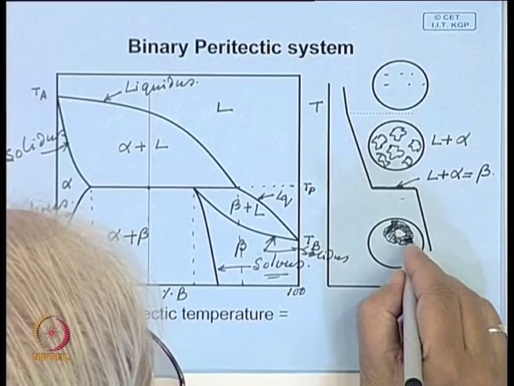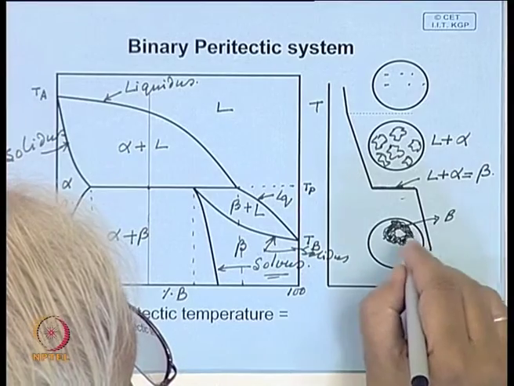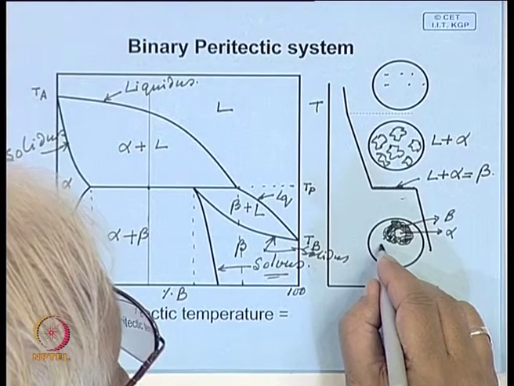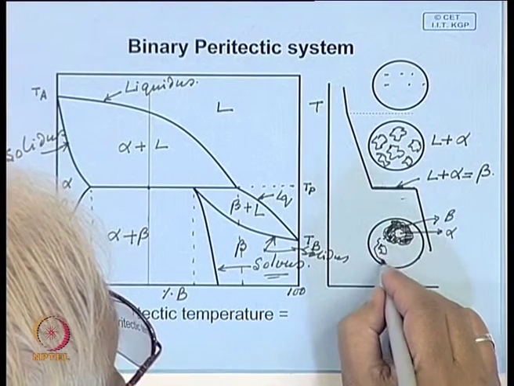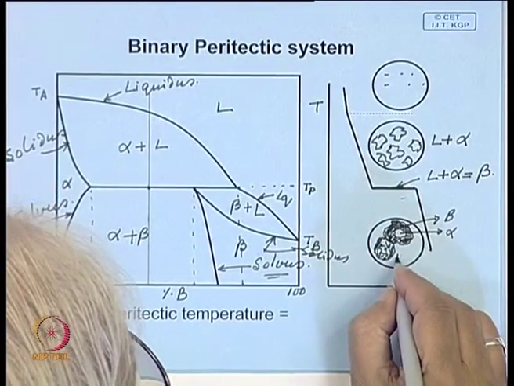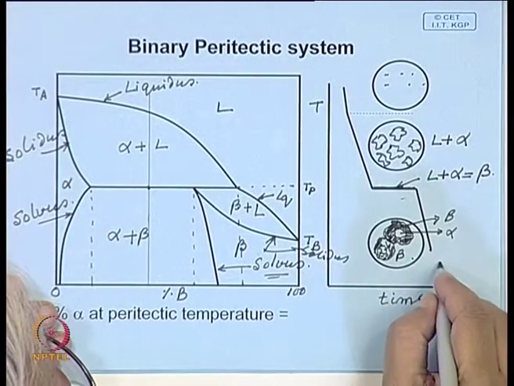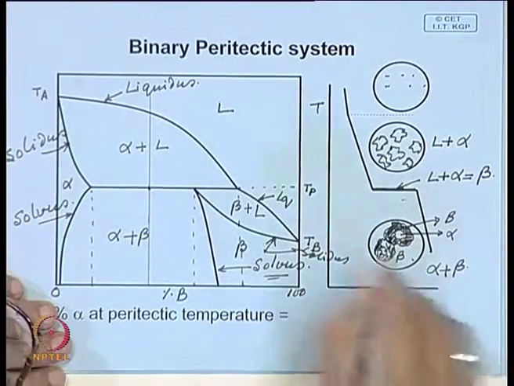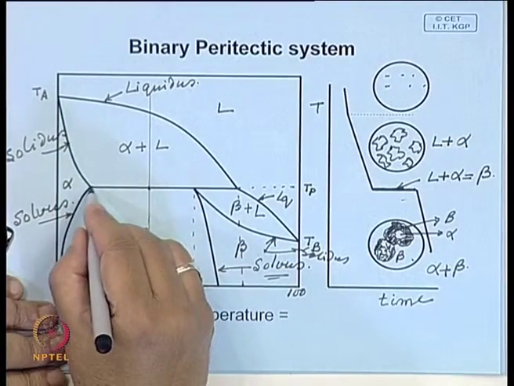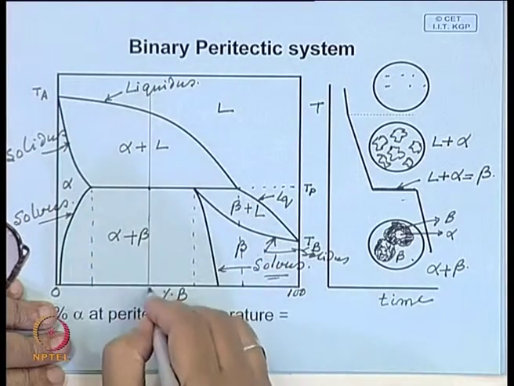I am just representing beta as a dark area, this is beta, this is alpha, and the process will continue, and then this will be beta. Ultimately, it will be made up of two phases, alpha and beta. And here you can try and find out, in exactly the same way, what is the amount of alpha and beta here in the alloy.